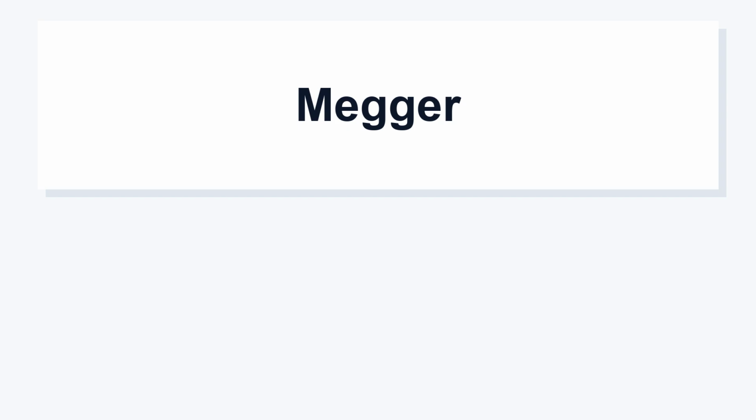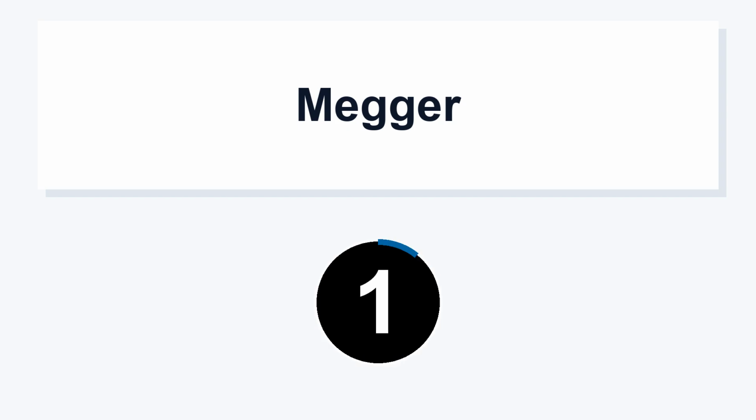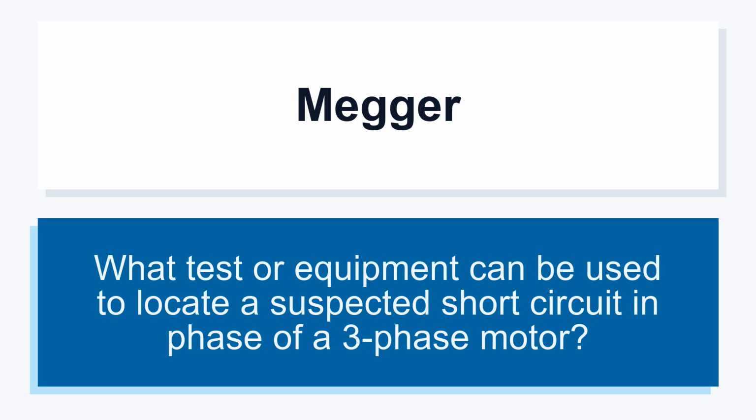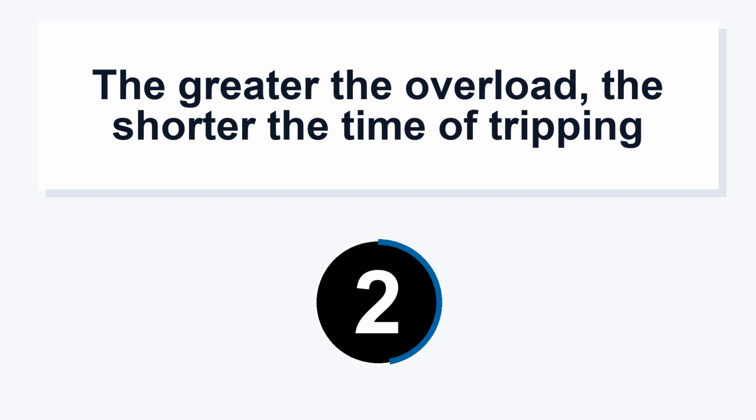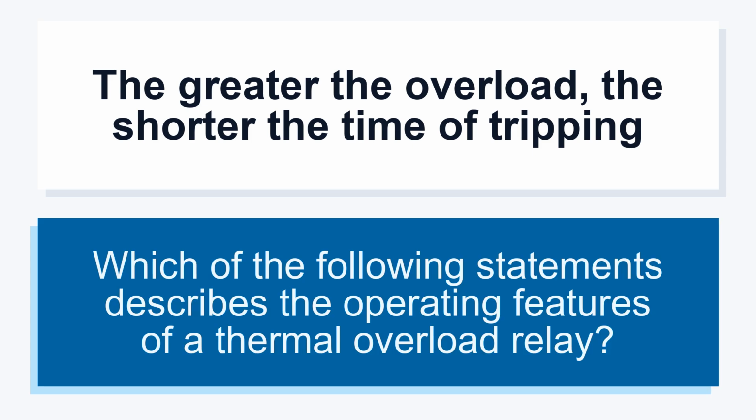Megger. What test or equipment can be used to locate a suspected short circuit in a phase of a three-phase motor? The greater the overload, the shorter the time of tripping. Which of the following statements describes the operating features of a thermal overload relay?